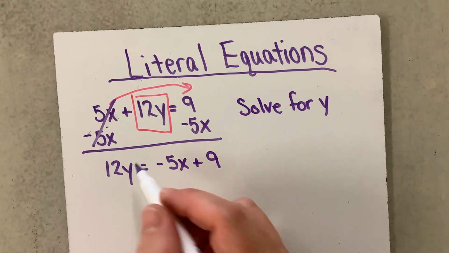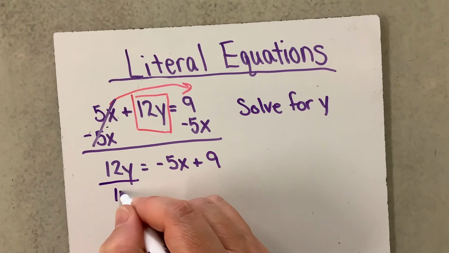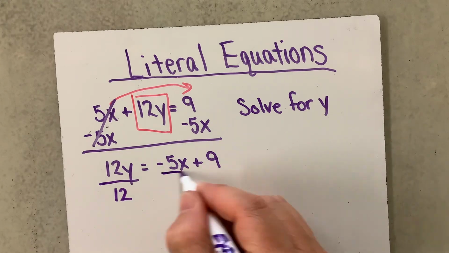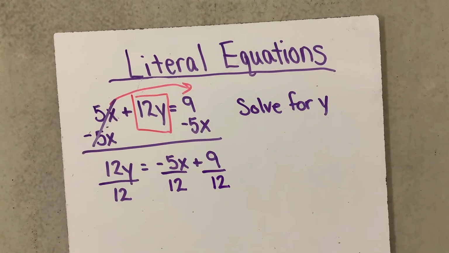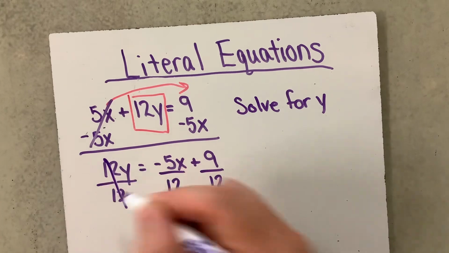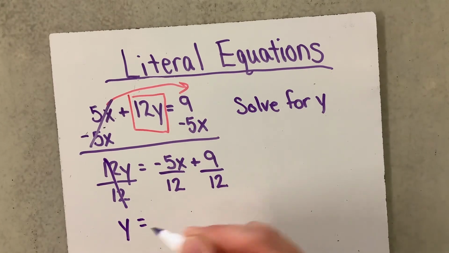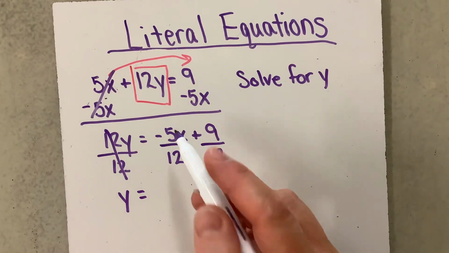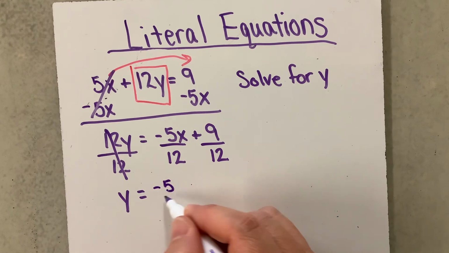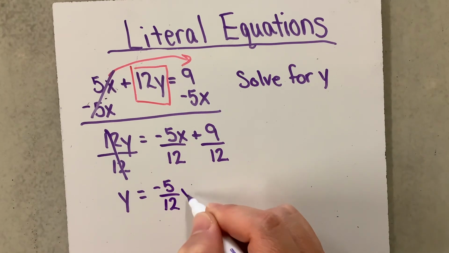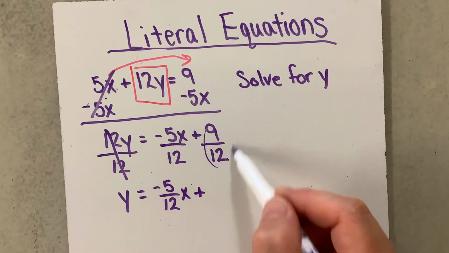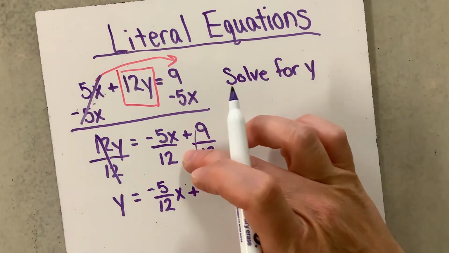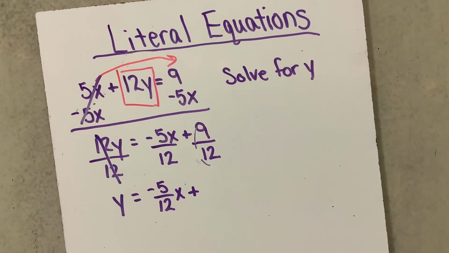But I want y alone, so what I'm going to do now is I'm going to divide by 12. And I'm going to divide each term, okay? The reason I'm doing that is because if we were going to graph this, this right here is something we can graph. Okay, plus this is our slope and this is our y-intercept. So I don't want them to be grouped together.